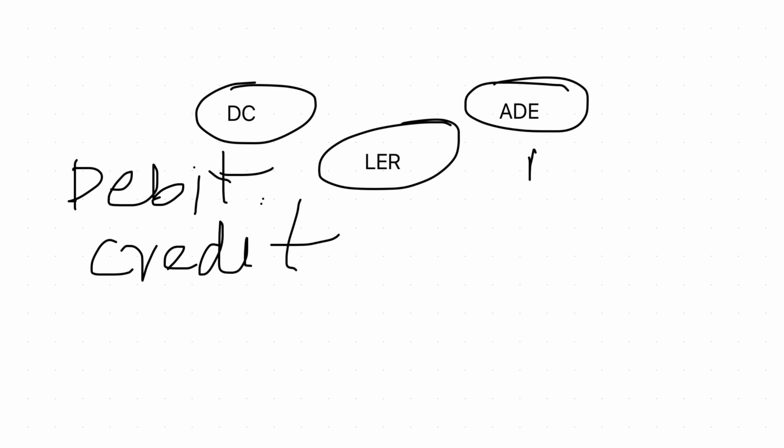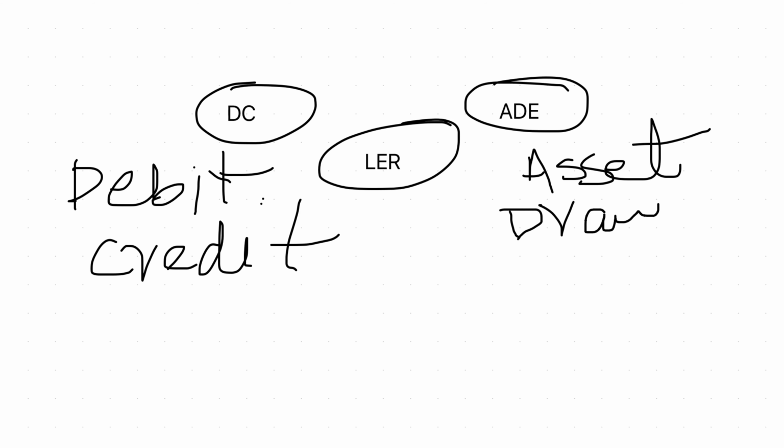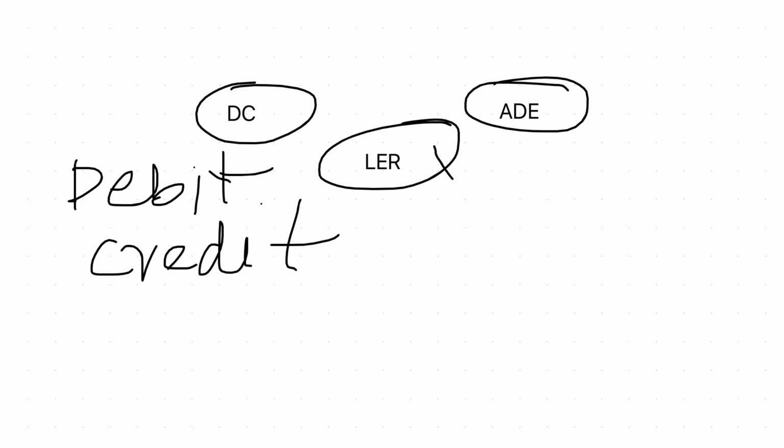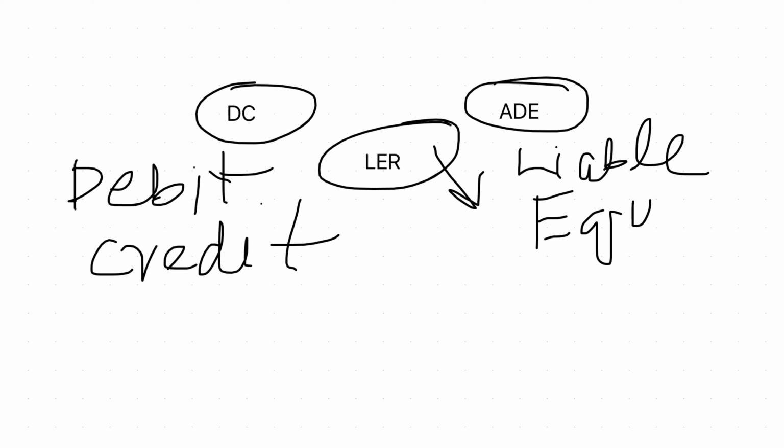Here A is for asset, D for drawing, and E for expense. The same is the case with LUR. L for liability, E for equity, and R for revenue.